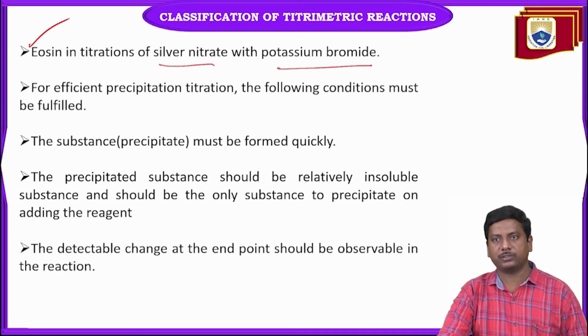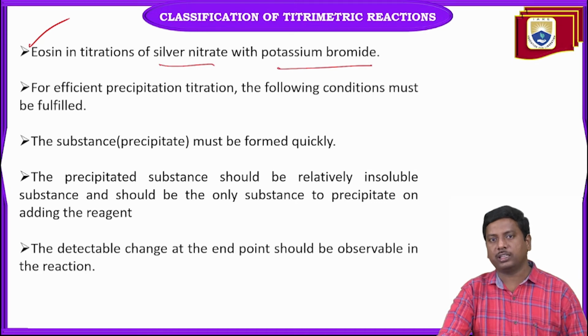That means the precipitate must be formed quickly, so there is no time gap in the formation of the precipitate. The precipitate should be a relatively insoluble substance and should be the only substance to precipitate on adding the reagent. That means the precipitation takes place by the addition of a reagent from the burette, nothing but silver nitrate. And a detectable change at the end point should be observable in the reaction. That means the formation of the precipitate should be observed at the end point of a chemical reaction. So these 3 points are very important.